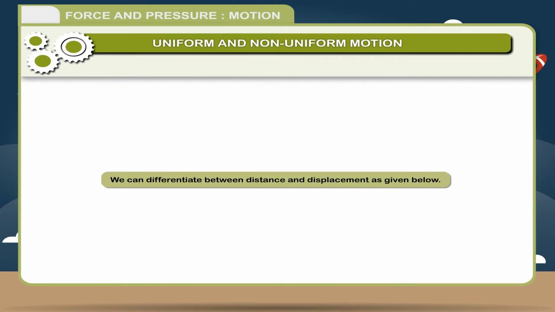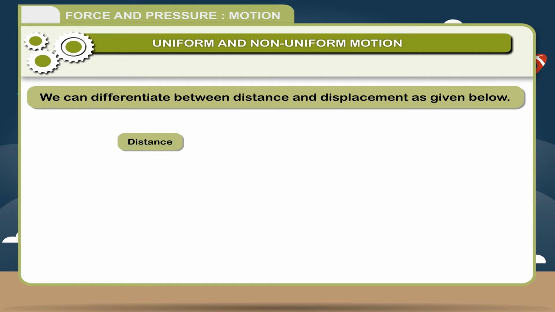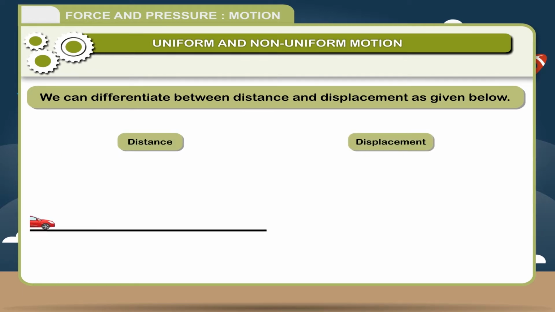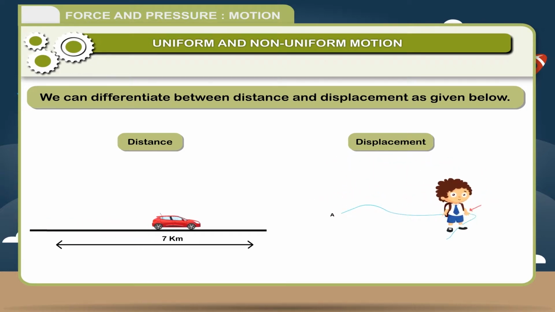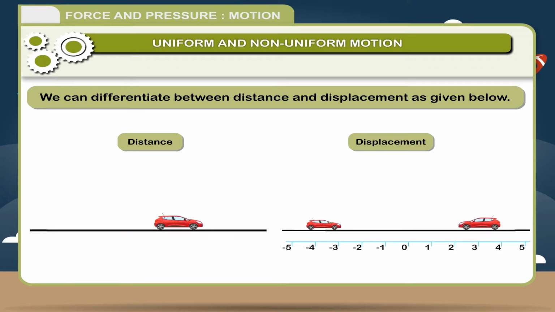We can differentiate between distance and displacement as given below. Distance, displacement. 1. The length of the path travelled by a body is called distance. The shortest length between the initial and the final position of the body is called displacement. 2. It is a scalar quantity. It is a vector quantity. 3. Distance covered by a body is always positive. Displacement of a body may be positive, negative, or even zero.